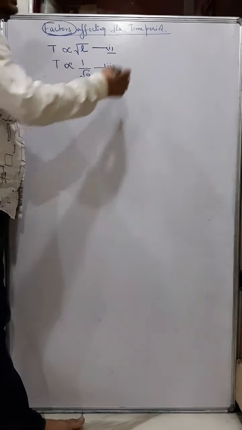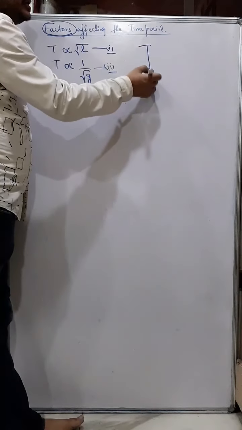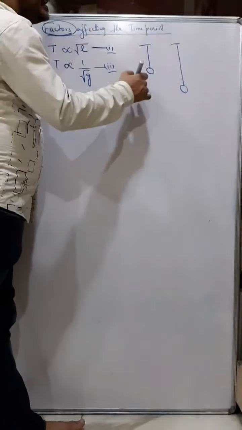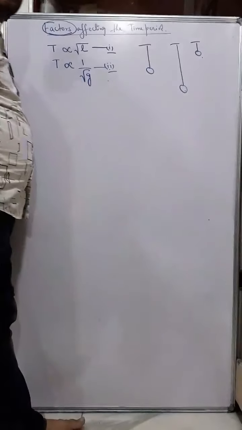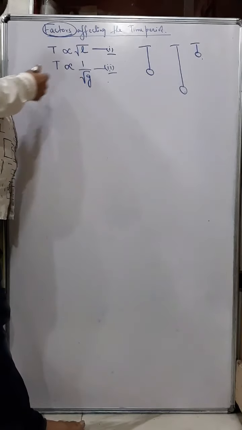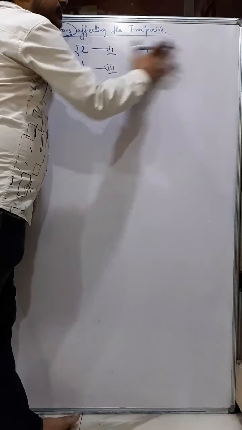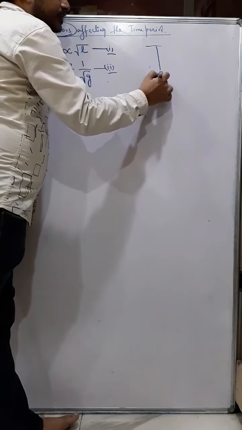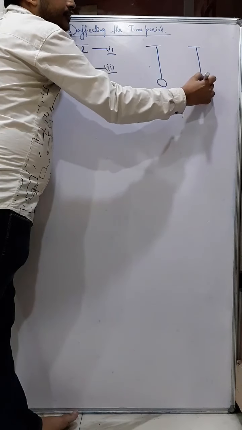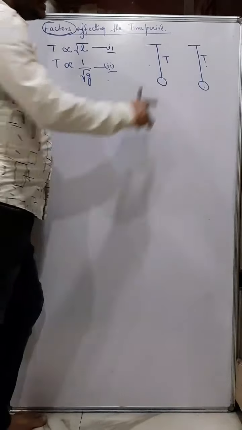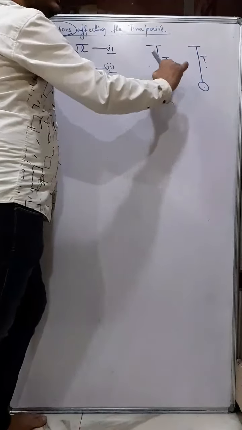So suppose this is a pendulum and I want to increase the time period, I will increase the length. And if I want to decrease the time period, I will decrease the length, because acceleration due to gravity is not under my control, it depends on the place. But try to understand, now these two pendulums, their length is the same, so therefore their time period will also be the same. Since their length is equal, their time period is also the same.